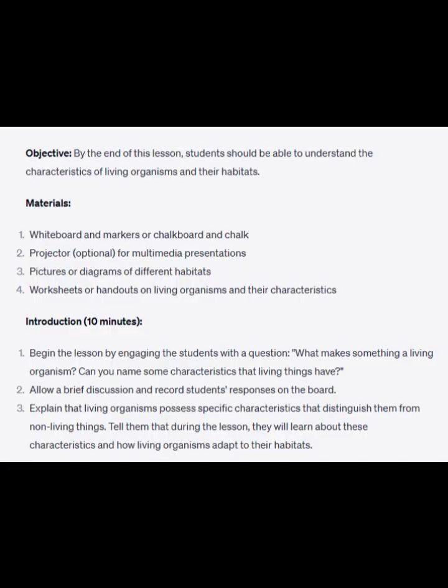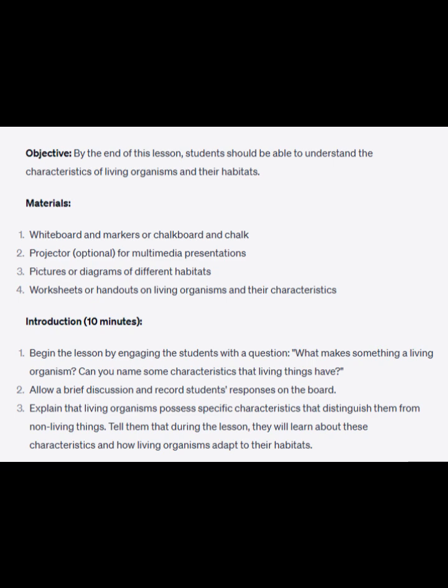Class 6 Science. Topic: The living organisms' characteristics and habitats. Objective: by the end of this lesson, students should be able to understand the characteristics of living organisms and their habitats. Materials: whiteboard and markers or chalkboard and chalk.